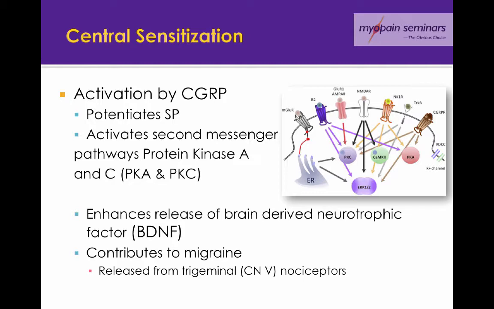CGRP, for example, or calcitonin gene-related peptide, potentiates the action of substance P and brain-derived neurotrophic factor. But it also activates the second messenger pathways protein kinase A and C. It was released in the skin in migraine, although its role in the skin in migraine really is not known. So second messengers are molecules that relay signals from the receptors on the cell surface to target molecules inside the cell, in the cytoplasm or in the nucleus.